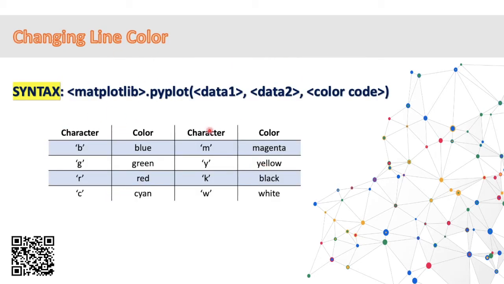Here is a list of a few colors which are available in PyPlot. These are the colors, and these are the corresponding character codes, applying which you can manipulate the line color as well as the marker color. In my example, I have used the character G to represent the green color in my graph. So you can use your color as per your choice.